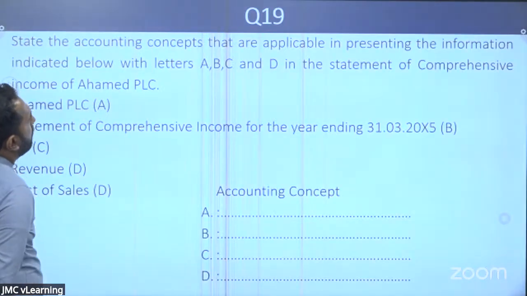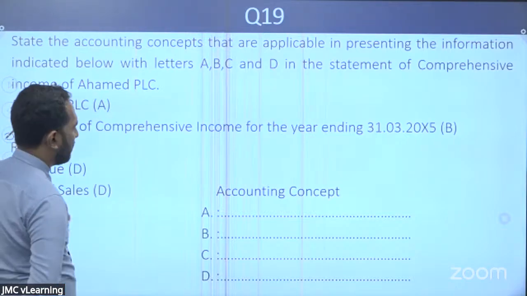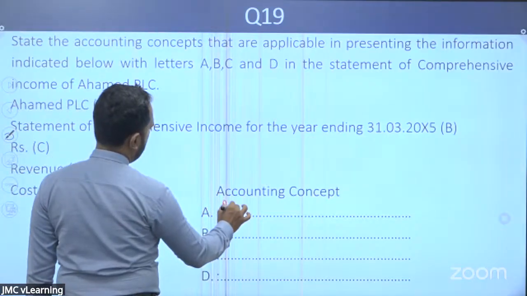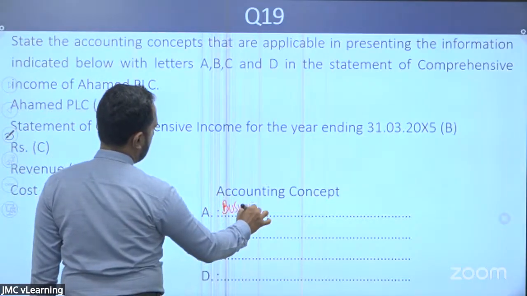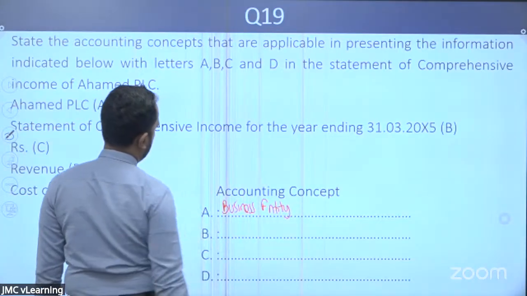State the accounting concept that is applicable in presenting the information indicated below with the letters A, B, C, and D. Income of Ahmad PLC, A. So the A shows the name of the entity, no? So that is the business entity concept.